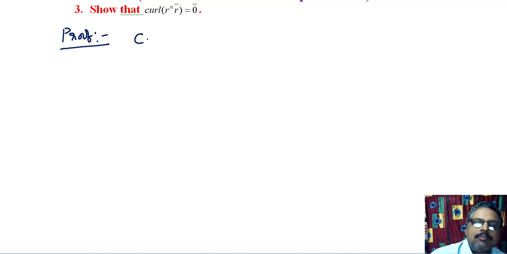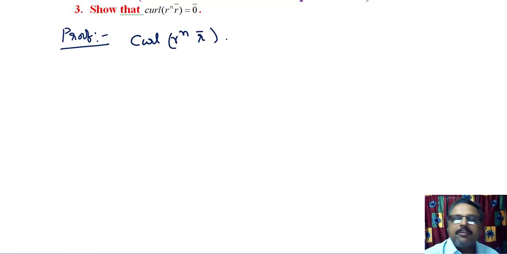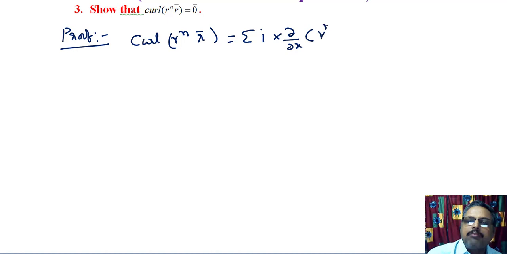What is curl of r power n into r bar? Here r power n, small r, is a scalar quantity, into r bar. Now what is the sigma notation? This is sigma i cross dou by dou x of r power n into r bar. This is the scalar quantity and the other one is vector quantity.